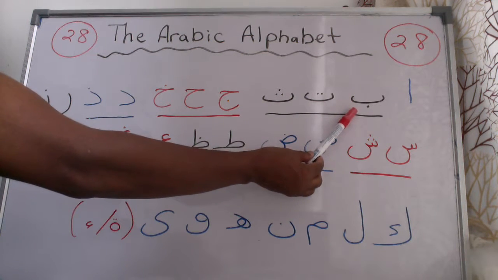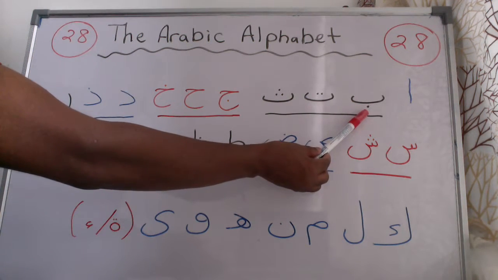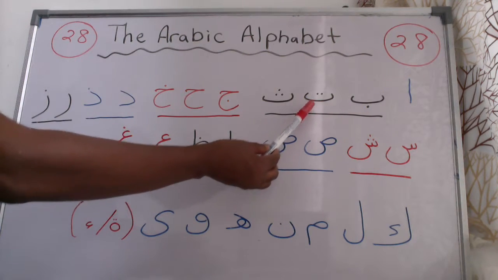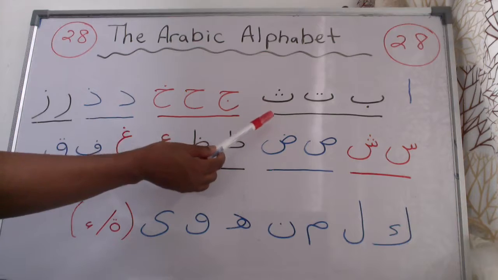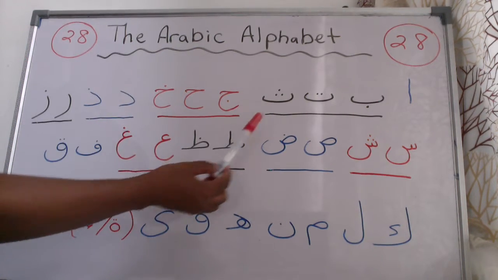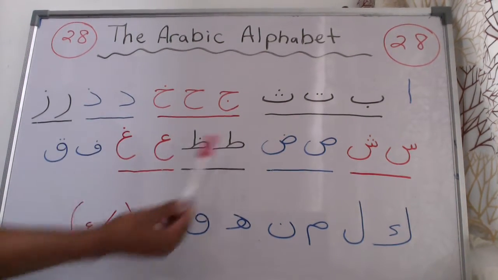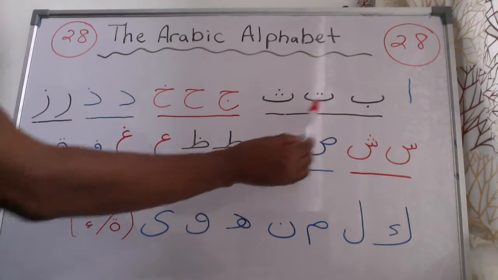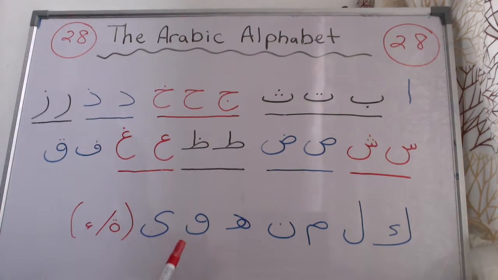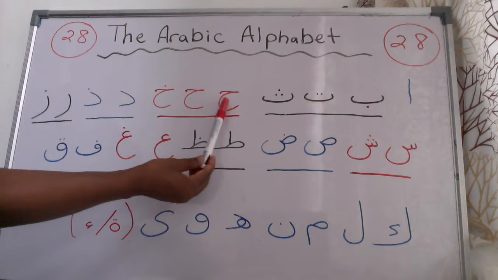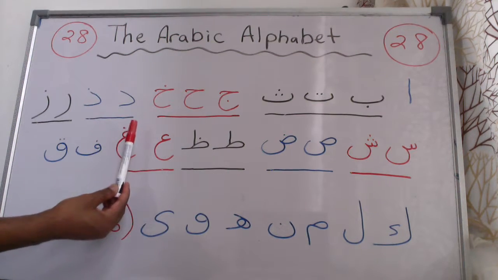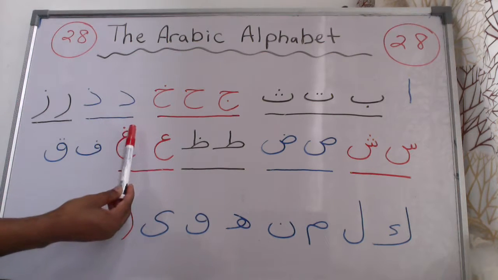So if it's a ba, we have a dot underneath. If it's a ta, we have 2 dots over or in the middle. If it's a tha, we have 3 dots. So it's the 1 dot, the 2 dots, and the 3 dots. But the actual shape of the letters is identical. And the same with these 3 letters here. So the only difference is 1 dot, no dot, and a dot on top. But the shapes are the same.